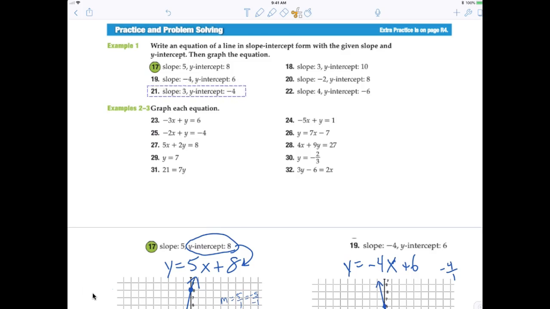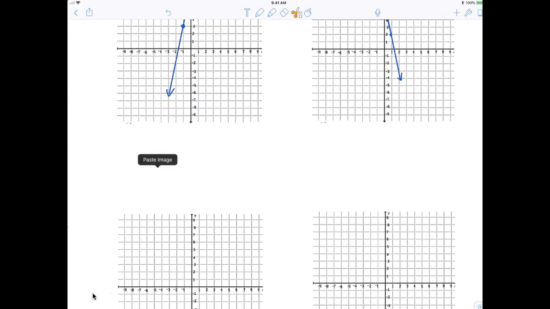Hubble, you ready? Yep. All right. Impress me here. I've got it right up here on the board for you. So tell me what to do. So it would be y equals 3x minus 4. Now what?